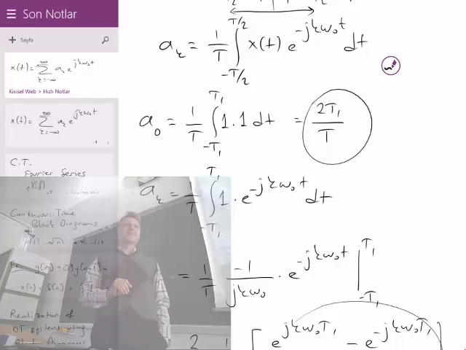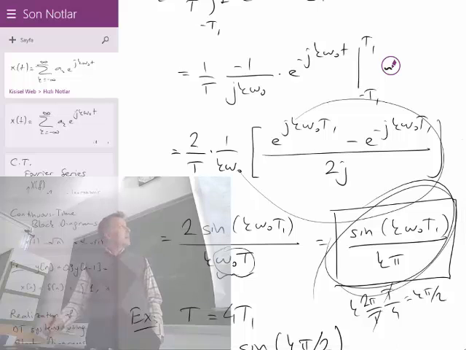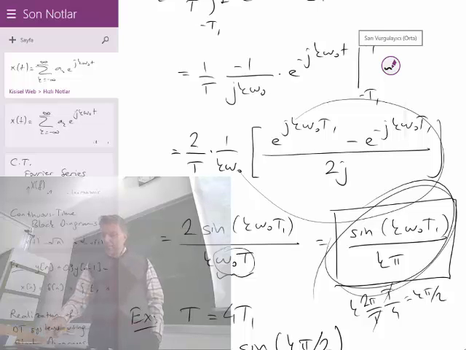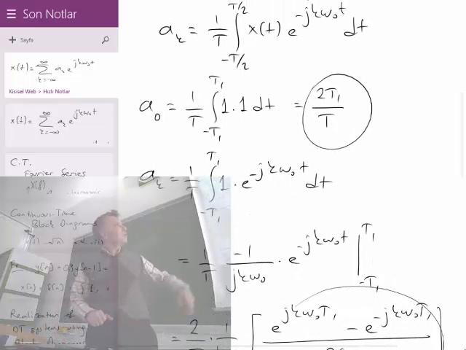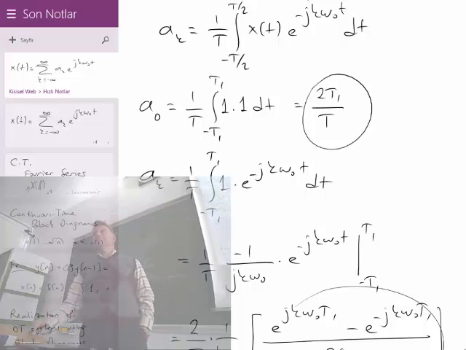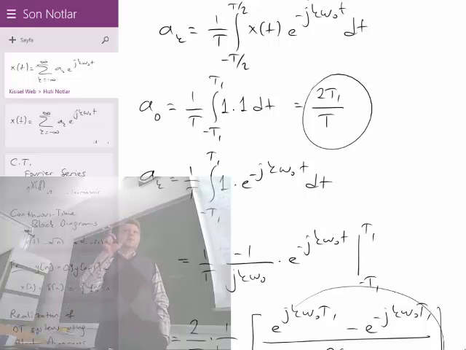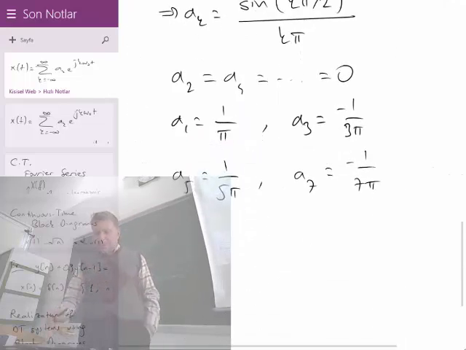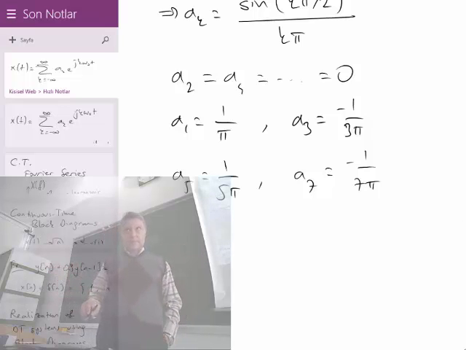Please verify that. Apply L'Hôpital's rule to this sine k omega 0 t1 over k pi. For k equal to 0, what is the limit of that? And you will find it to be equal to 2t1 over capital T. But of course, that's a little bit more difficult. That's why usually a0 is considered separately. k may be in the denominator, which is a problem. So these are the Fourier series coefficients only. We're not talking about any systems. Okay?